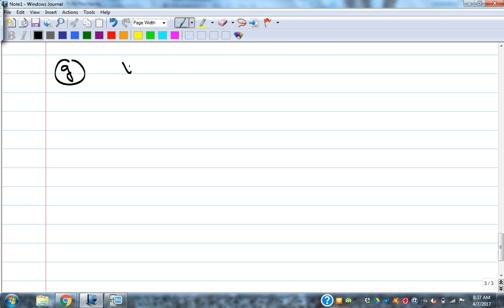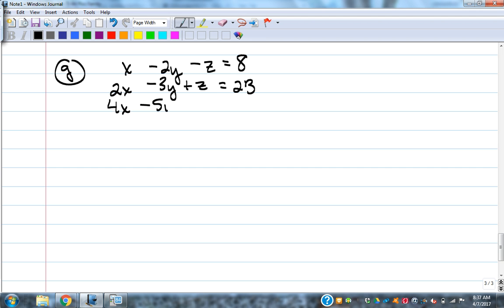Look at this one. x minus 2y minus z equals 8. 2x minus 3y plus z equals 23. And then 4x minus 5y plus 5z equals 53.